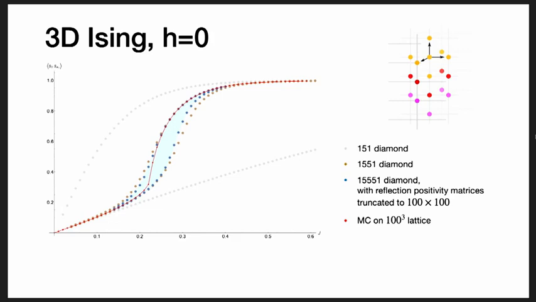Here is just for increasing size of the diamond that we consider, like this, in gray, and then in brown, and then in blue. But again, the blue, we had to drop some positivity condition. We had to truncate the matrices to 100 by 100 just because it was too slow. And so these are the results for the two adjacent spin correlators.